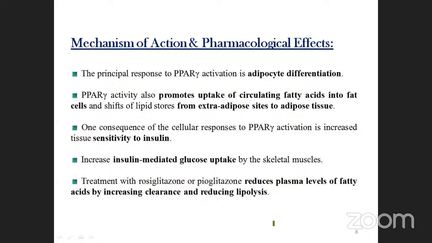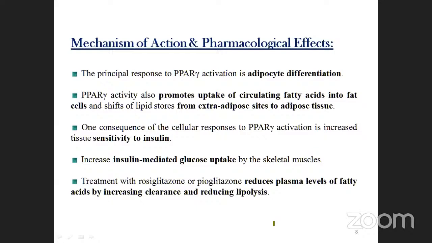Got it? So PPAR gamma activity also promotes uptake of circulating fatty acids into cells, meaning whatever circulatory lipids are there in the blood will be taken up by the adipocyte, and there is a shift of lipid stores from extra-adipocyte sites to adipocytes or adipose tissue. So it will take all the lipids from the blood inside the adipocyte.